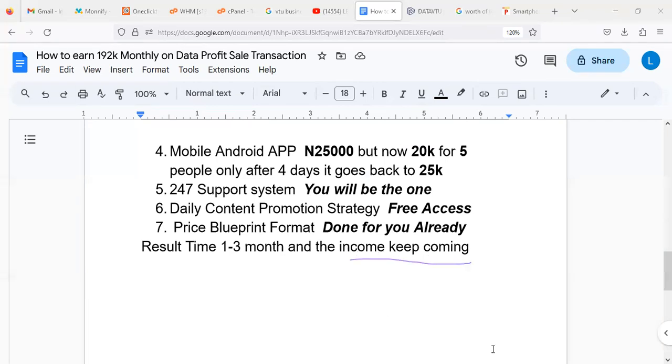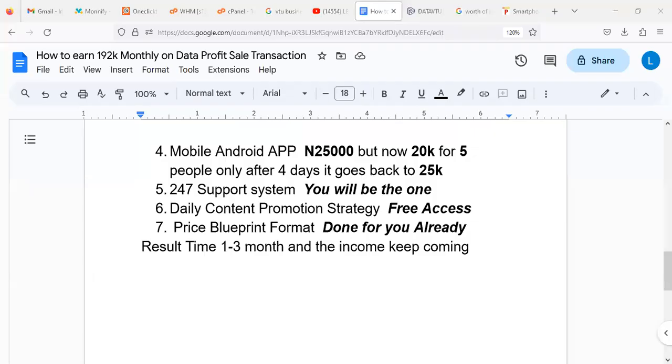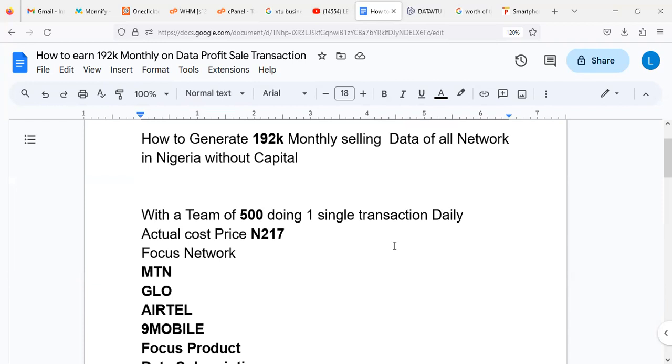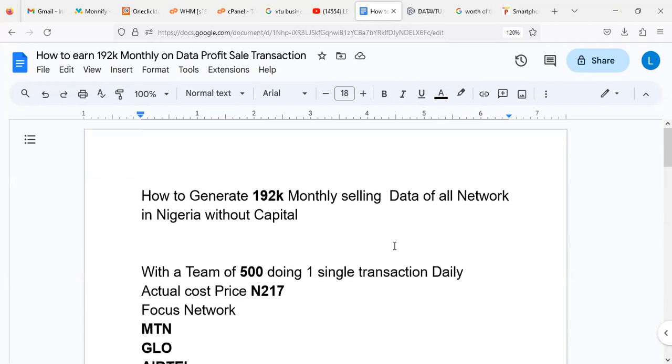So a customer that comes to buy data from your end is going to be doing it over and over again. That is why we say that the income will keep coming every time. Having said that, let's walk you step by step on how to actually get this solution right now. And remember, I told you that you're going to be running this business without your capital. I'm going to show you that briefly.